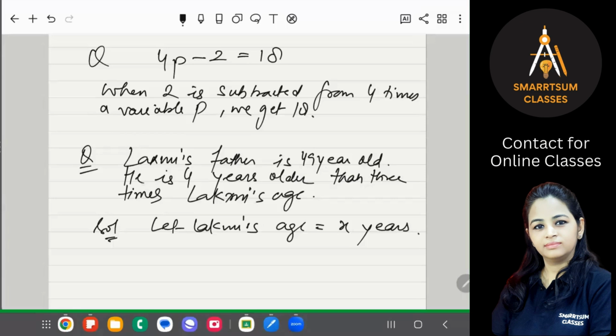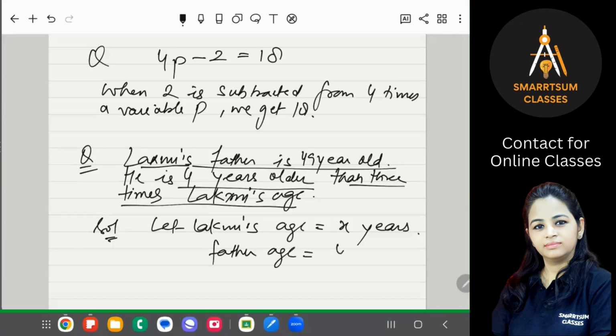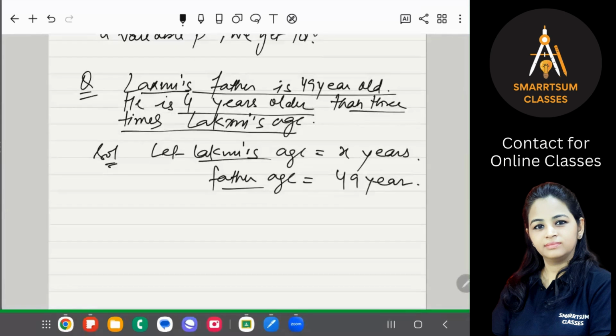So his father is 4 years older than 3 times Lakshmi's age. So what would it be? And Lakshmi's father is 49 years old. So what is the age of the father? Father's age is 49 years. And what is the relation between the father's age and Lakshmi's age? The father's age is 4 years older than 3 times Lakshmi's age. So what will be 3 times Lakshmi's age? 3x. 4 years older means plus 4. And this is equal to father's age, which is 49.